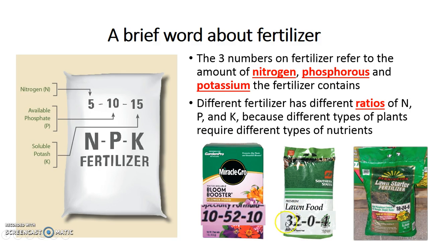Lawn Food. Mostly the highest number is 32, which is the first number, nitrogen. Great. Lawn's green. Nitrogen helps with a green vegetative body. But take a look at this lawn fertilizer. 18-24-6. Its high number is actually phosphorus. That means that this would be great if you want your lawn to flower, which you obviously don't want.